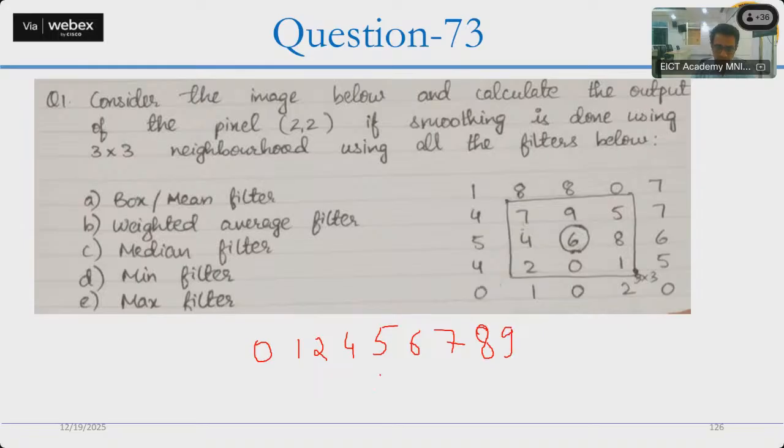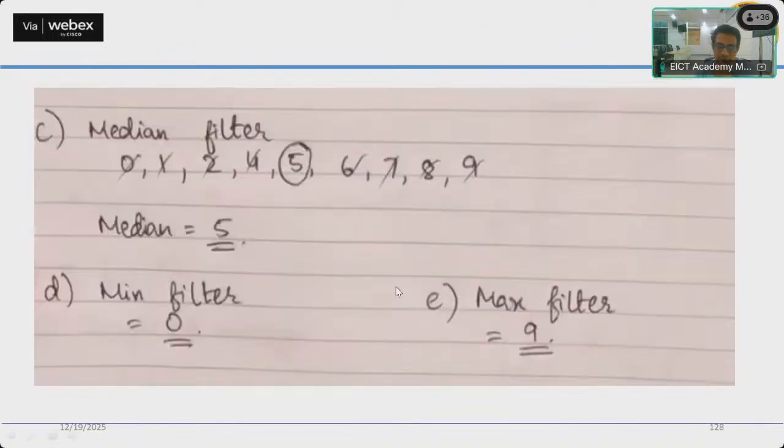So how many values should be there? These should be the 9 values: 1, 2, 3, 4, 5, 6. This is 4 and yes, this is 5. So which one is the middle value? This is the one. This 5 is the median. So absolutely, 5 is the answer.